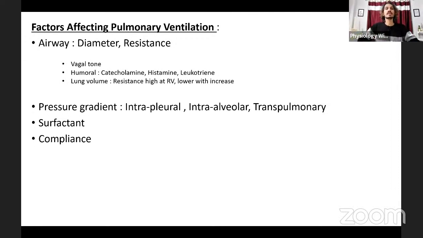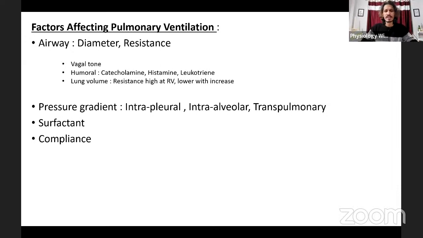Now coming to this topic called factors affecting pulmonary ventilation. Remember that first question, the long essay that we were talking about. So these are the headings under which I want you to write about it, in case it comes as a long question. Generally it doesn't, but in case it does, I want you to remember these headings.